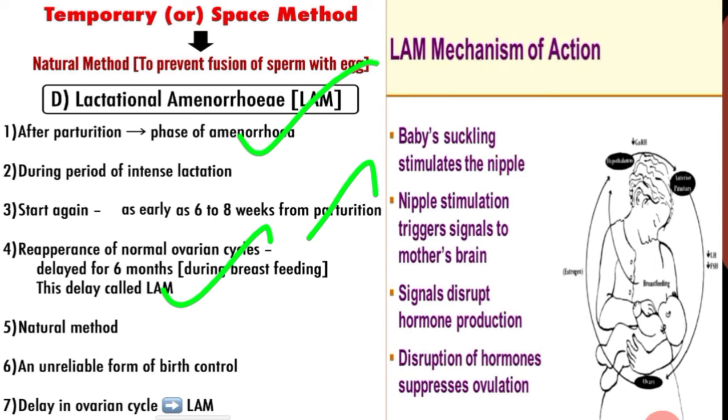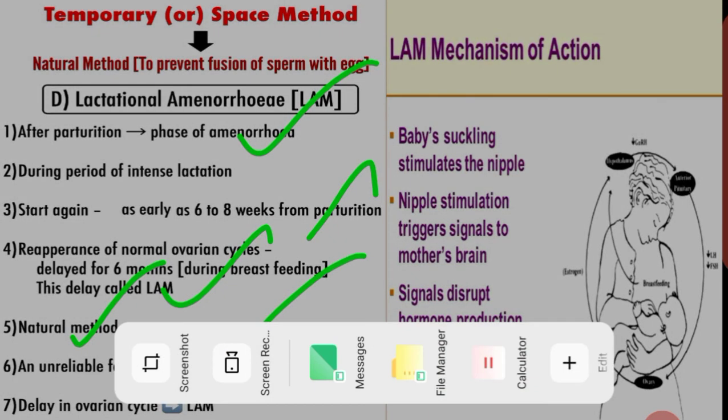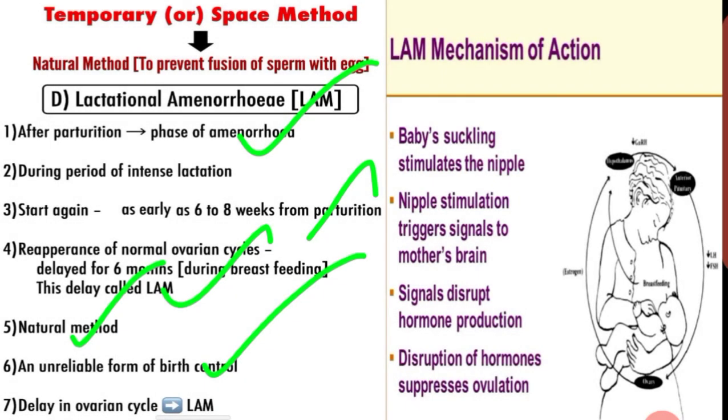If the couple is undergoing sexual practices in this particular period, that is the safest method, a natural method. Right? Got it? It is actually a natural method, though an unreliable form of birth control. Delay in the ovarian cycle is called LAM. What is LAM? Delay in the ovarian cycle.